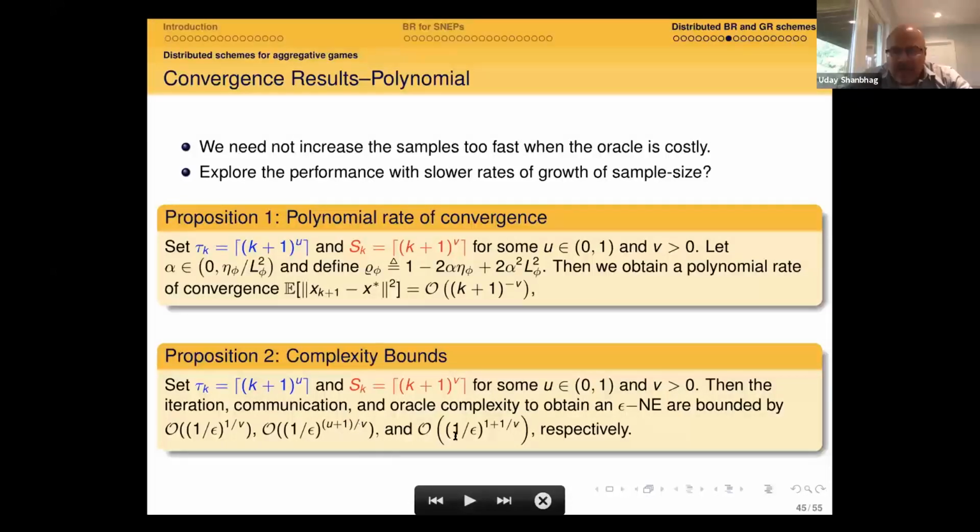And for the complexity bounds, of course, you now lose the linear rate of convergence, so you don't have log 1 upon epsilon. You have 1 upon epsilon raised to 1 upon v. So you have corresponding degradations in the complexity statements. But this is important because it's important for us to assess how much we can slow down the sampling rate and the communication so as to still get a manageable rate of convergence.